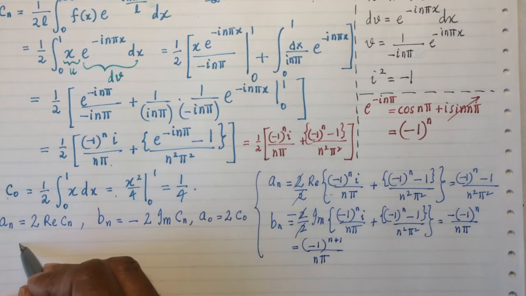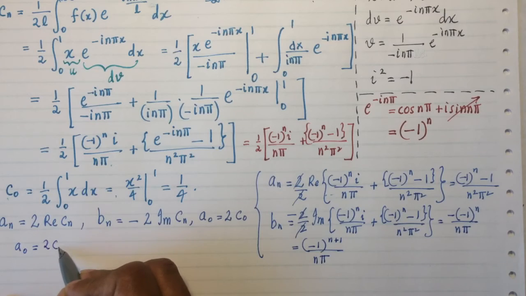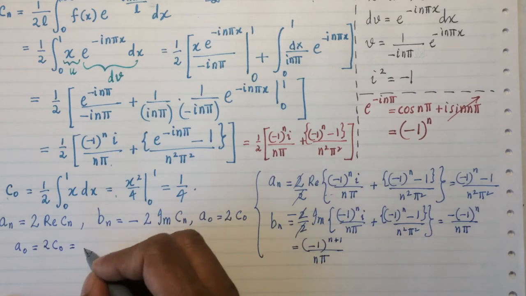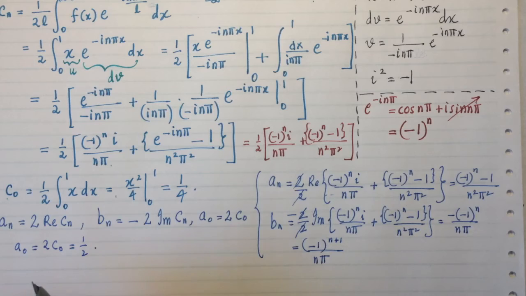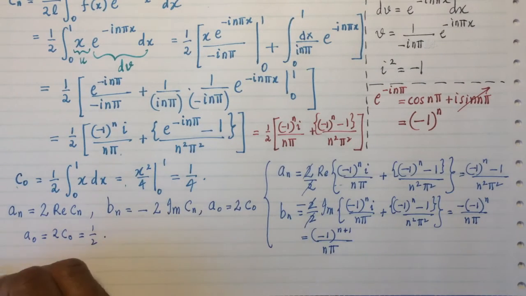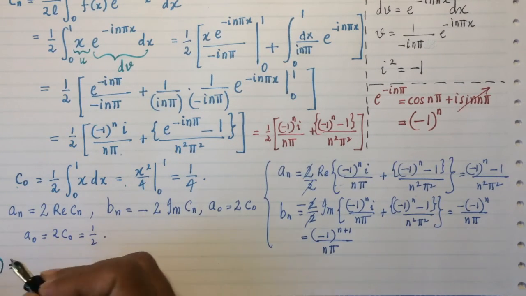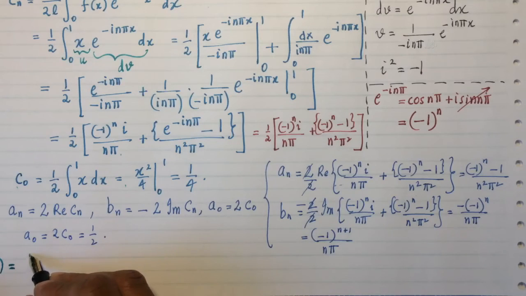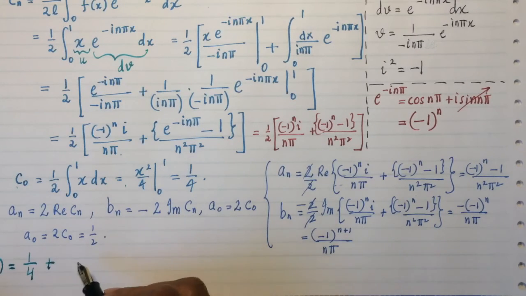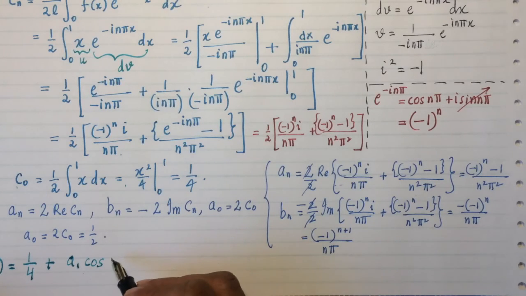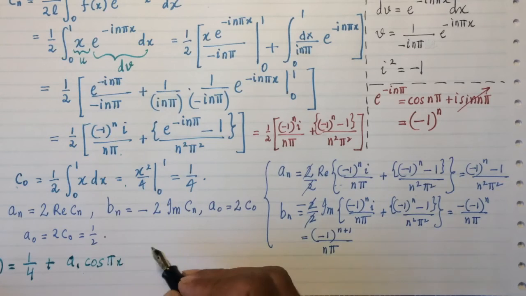And A0 is going to be 2 times C0, and C0 itself is 1/4, so A0 is going to be 1/2. So we can now finally write our series in terms of the sine-cosine series. Let's do that. F of x, remember it's A0 over 2, so that's 1 over 4, plus sum An cosine n pi x. So that's going to be A1 cosine pi x.